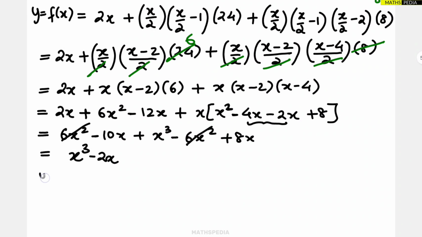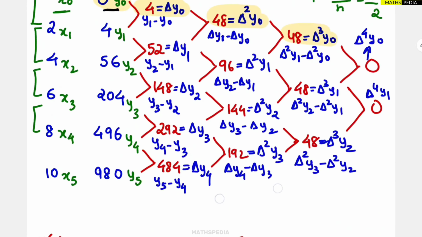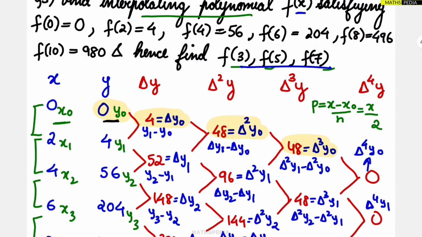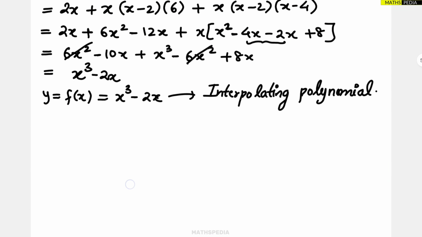So here, y a function of x, right? We are getting it as x power 3 minus 2x. So after getting the interpolating polynomial, this is basically the interpolating polynomial. Now we have to find out one more thing, which is f of 3, f of 7 and f of 5 also. So basically you have to substitute here in place of x, 3, 5, 7.